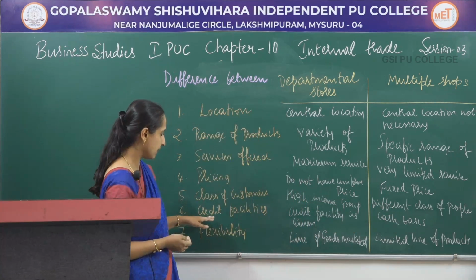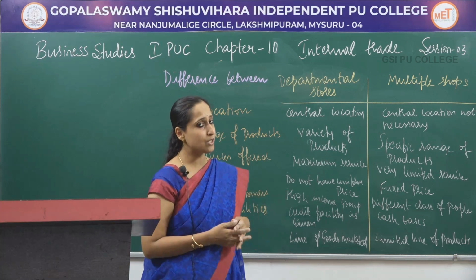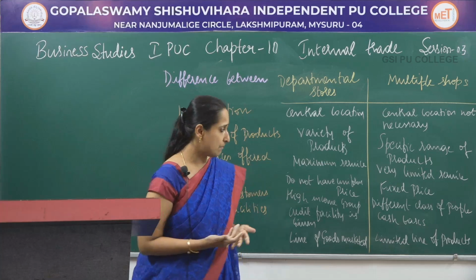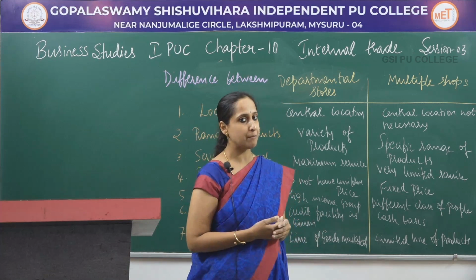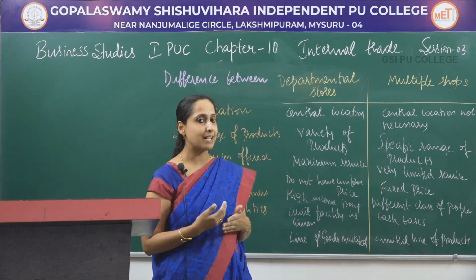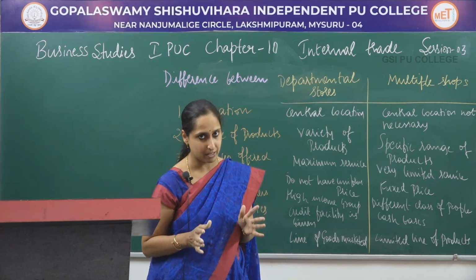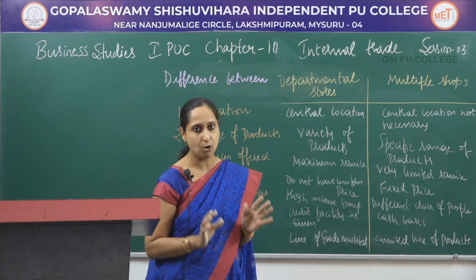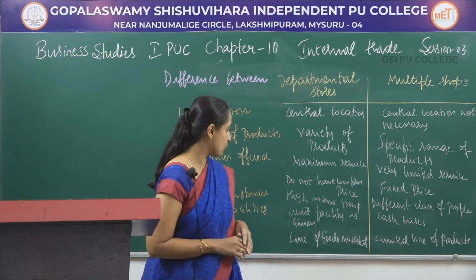And the next difference is on the basis of credit facilities. In departmental stores, credit facilities are given to customers. In multiple shops, credit facility is not given, because they usually transact with customers basically on a cash basis. You have to pay money and buy the goods. Credit facility is not given to customers when it comes to multiple shops.